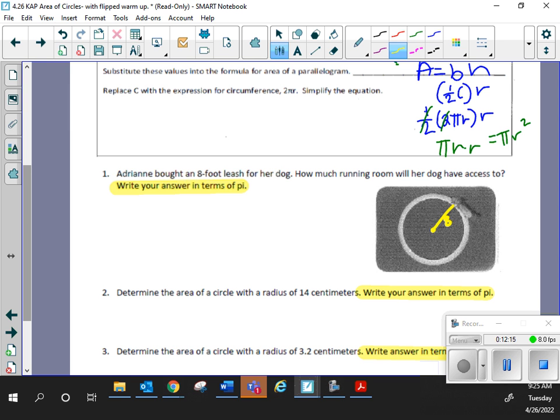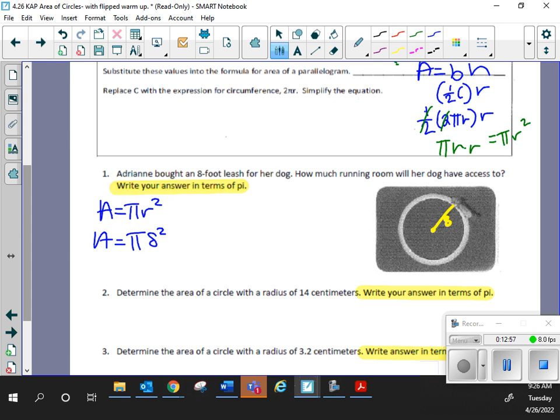Okay, we're finding the area. So as always, I'm going to start with 3 easy steps. That first step is writing the formula. So that formula is A is equal to pi r squared. Okay. Substitute in my values. A is equal to, it says to write my answer in terms of pi. So do I need to write 3.14 or 22/7? No, I leave it as pi, and then r squared is going to be 8 squared.